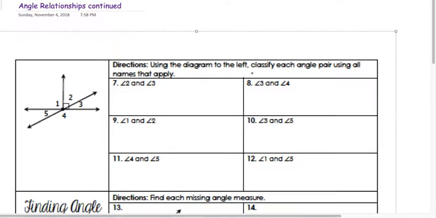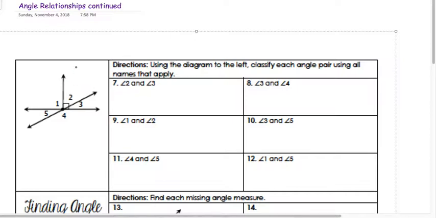All right, so now we are moving on into angle relationships, and this time we're going to be looking at this as a whole. This is the whole of it, but we're going to be taking it apart and seeing what we can find from it. So number 7 is telling us angle 2 and angle 3.